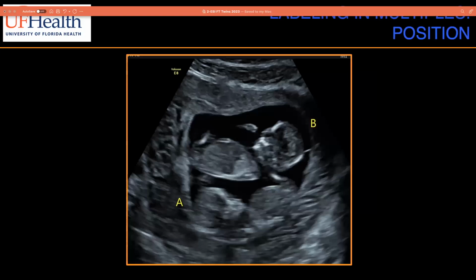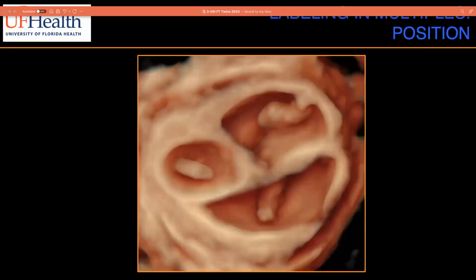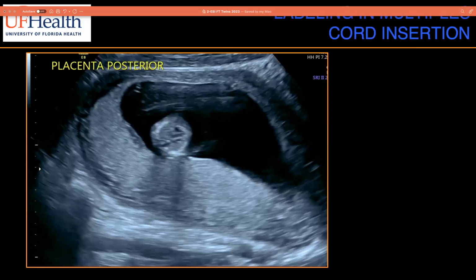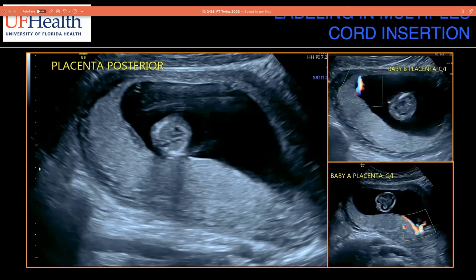So in this case, you clearly can see a superior and an inferior twin. And here with these triplets, you have an inferior twin, and then the two that are superior, one is maternal left and one is on the maternal right. Using the placenta and cord insertion into the placenta is very helpful. So this was a case of monochorionic diamniotic twins with a posterior placenta. And you can see that the twin B has a cord insertion superior on the placenta versus twin A that had a more inferior, almost marginal insertion. And so cord insertion can be very helpful.